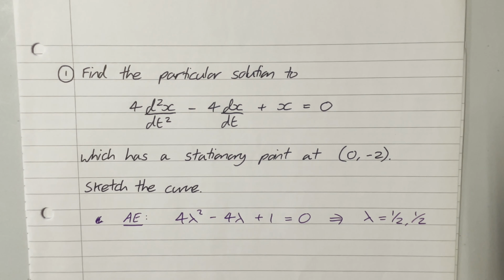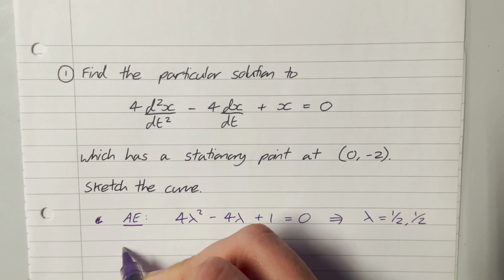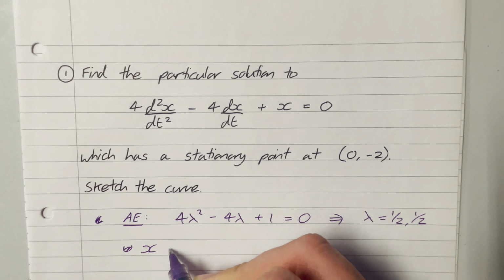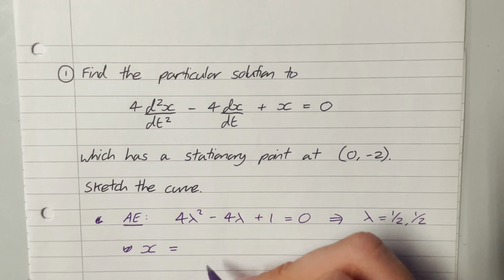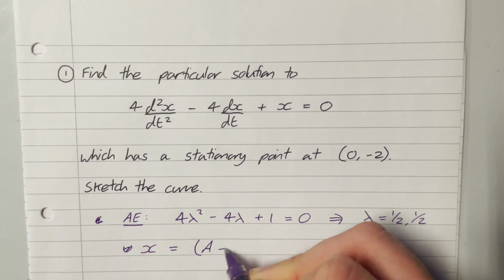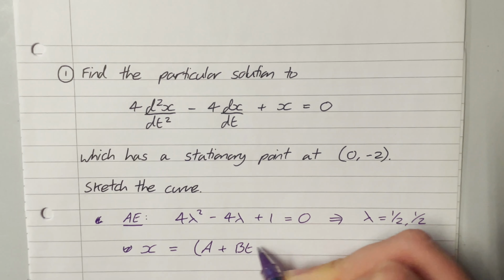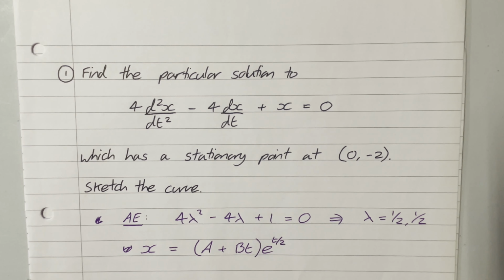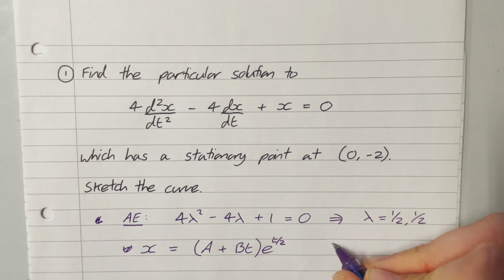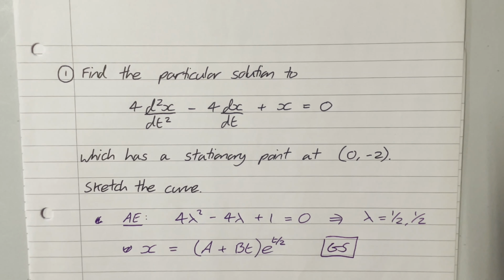Okay, so that's a repeated root, and you can get that by factorising, the quadratic formula, completing the square, or a calculator. It doesn't really matter how you get those two numbers. Once you've got the fact that we've got a repeated root, then we can jump straight to the general solution. In this case, x, because x is a function of t for this differential equation. So x is going to equal (a + bt)e^(t/2). Okay, so that is the general solution.